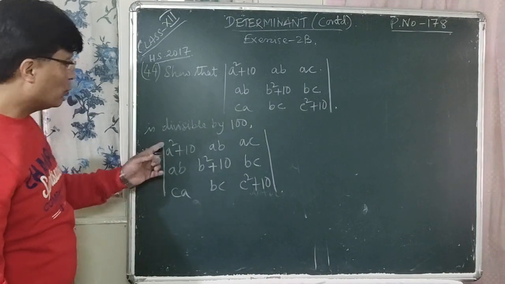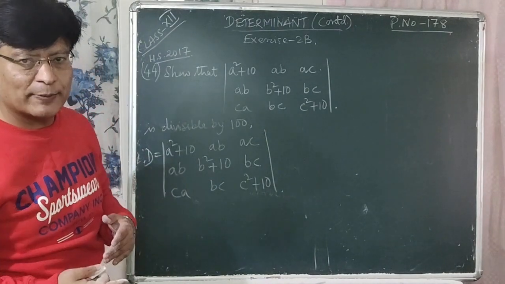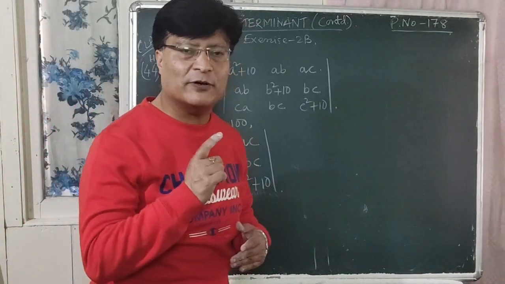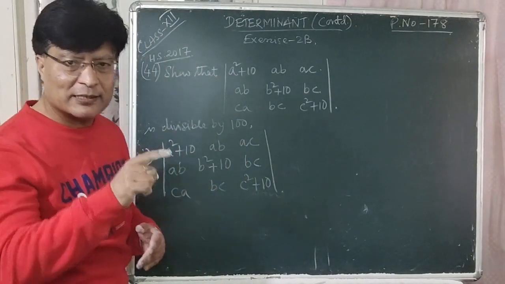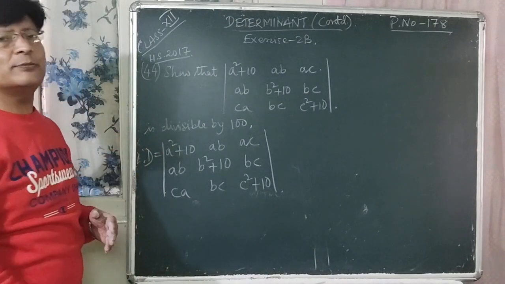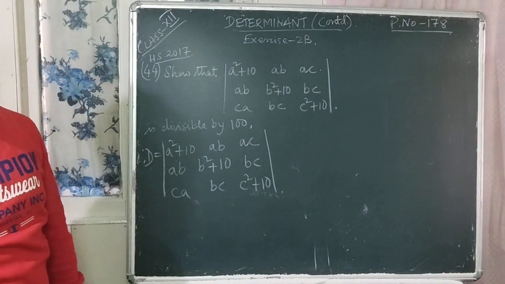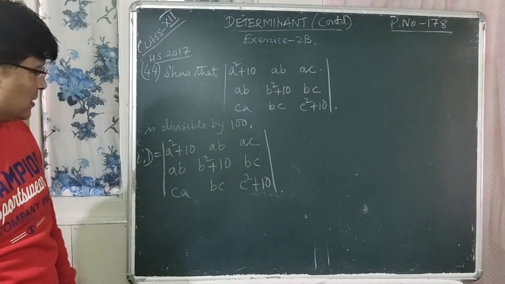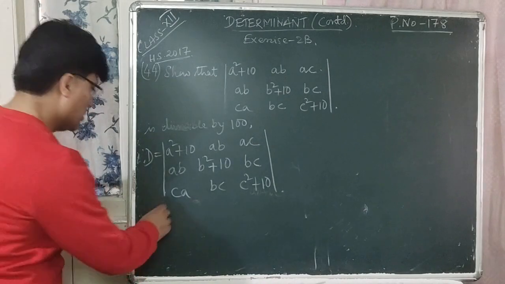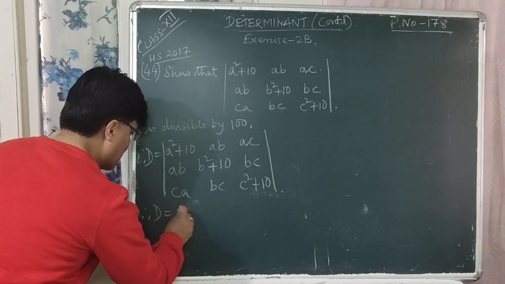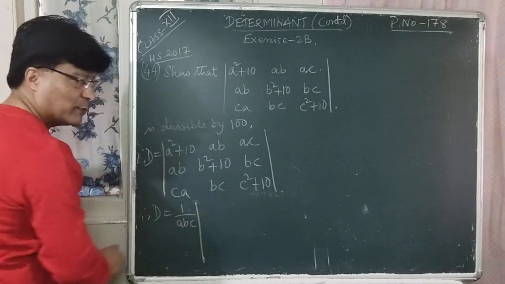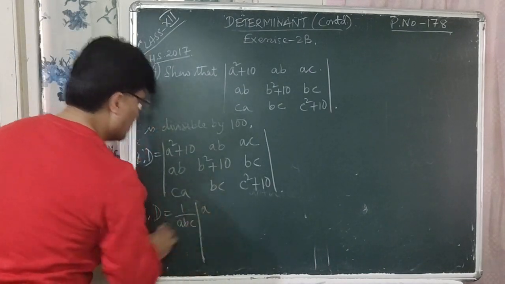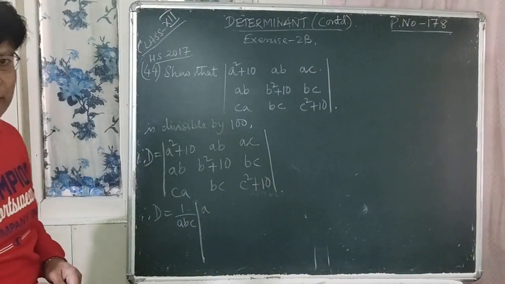But we are multiplying by A, B and C for the first row, second row and third row respectively, so you have to cancel them. So outside the determinant, what will you write? 1 upon ABC. Is that clear? So write down. So therefore D is equal to, let us write here, 1 upon ABC. Now first row is multiplied by A. So you can do it column-wise also.